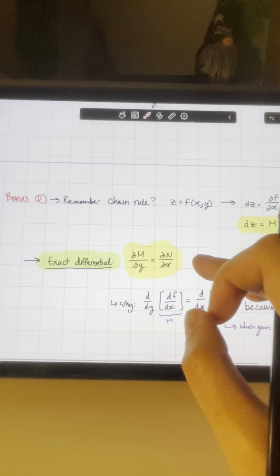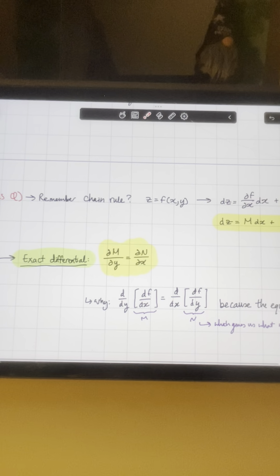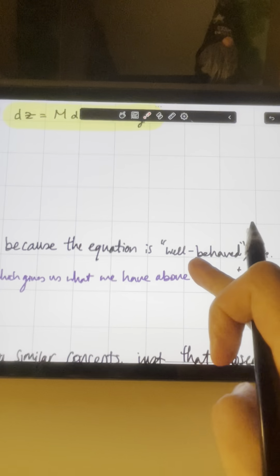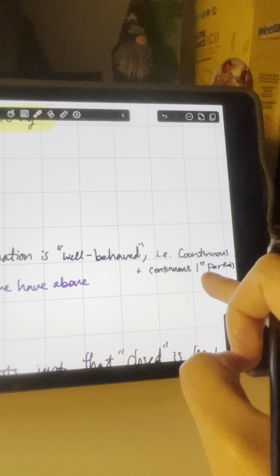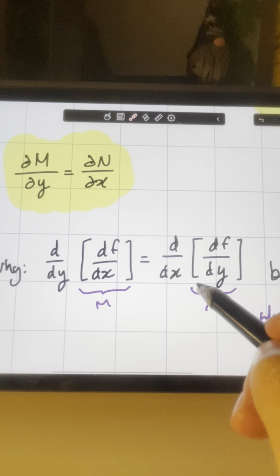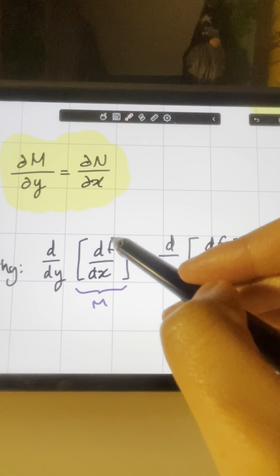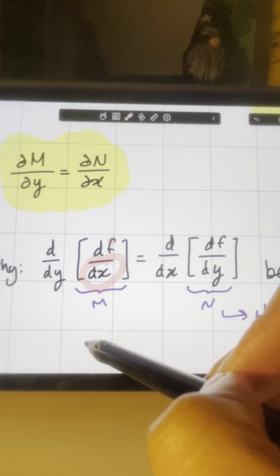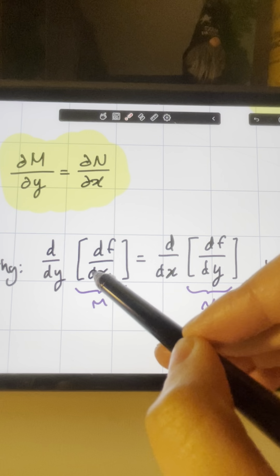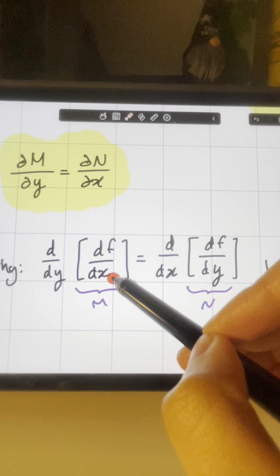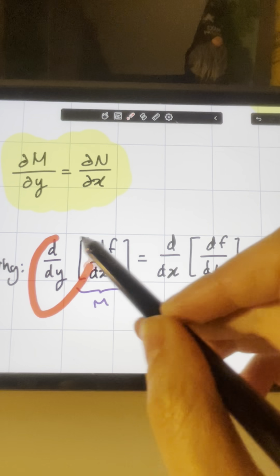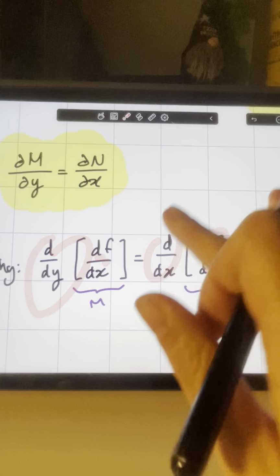Question 2 part 2, I don't know. And the bonus question, I forgot, sorry. The reason this is true is because the equation is well behaved and continuous with respect to the partials, which means it doesn't matter the order in which you do the partial differentiation. If you have a function, you find the x derivative and then the y, or the y and then the x, and it shouldn't matter.